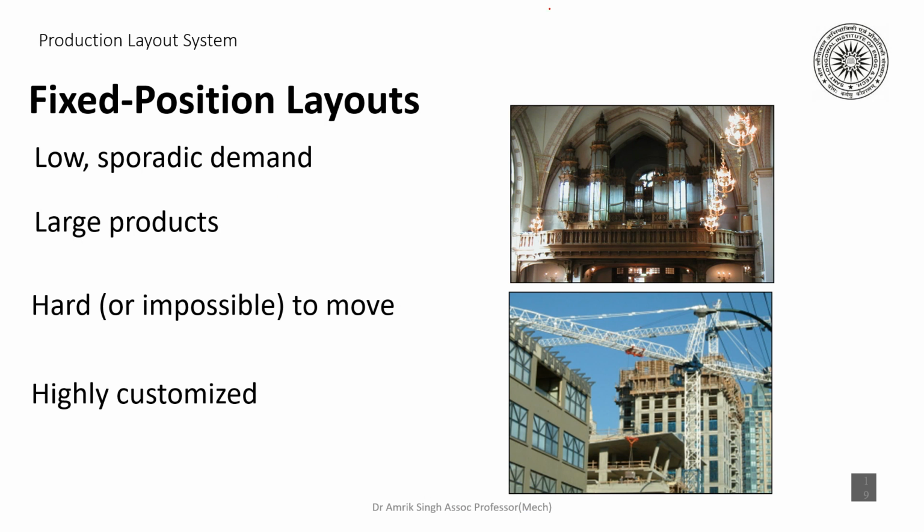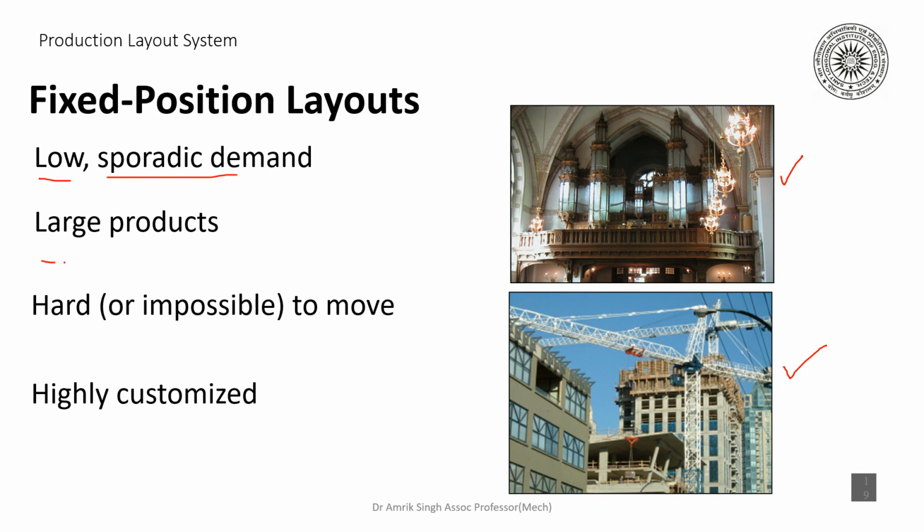So here also you can see it is a building, some fort. Okay, here also some construction is going on. So all these are examples of fixed position layout. It is used for those items which are sporadic in demand. So that means demand is very low, and suppose today there is a requirement of making an airport, and the next time we make an airport may be after 20 years or after 10 years, like that.